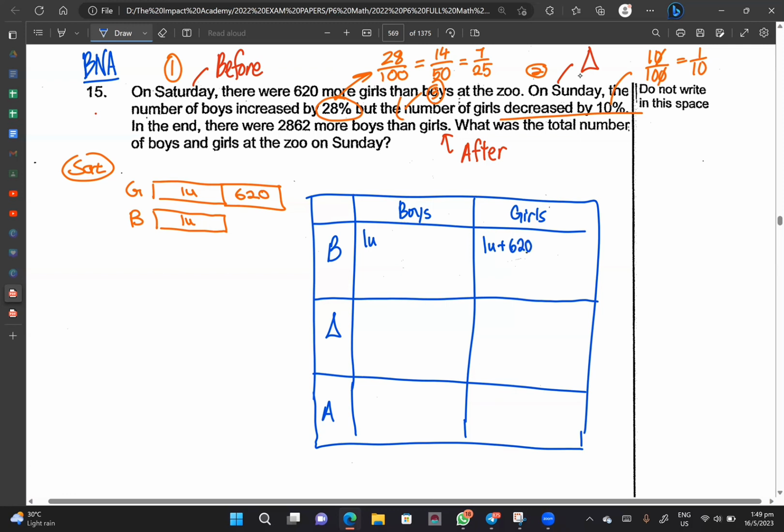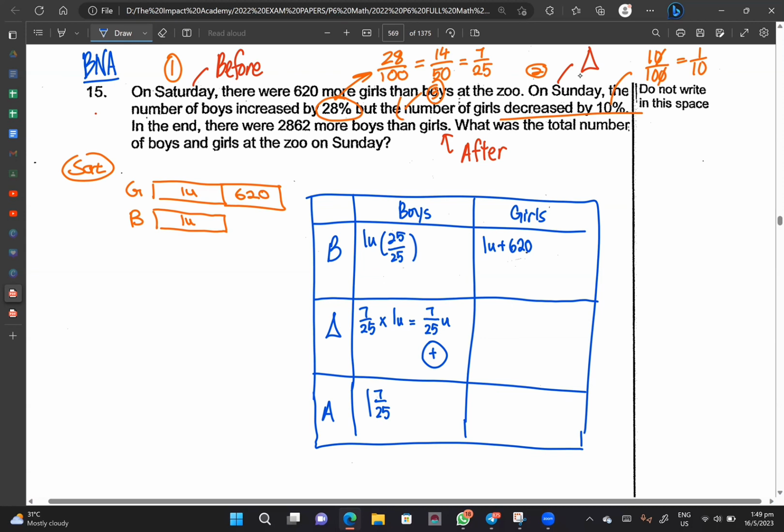So I go on to sentence number 2. It says that on Sunday, the number of boys increased by 28%. So remember just now, we found that 28% is actually equal to 7 over 25. So we just have to simply do 7 over 25 times 1 unit, and that gives me 7 over 25 units. This means that the number of boys now is actually 7 over 25. How do I get 7 over 25? Because for this increase, that means I have to add. So you can see this as 25 over 25 as well.